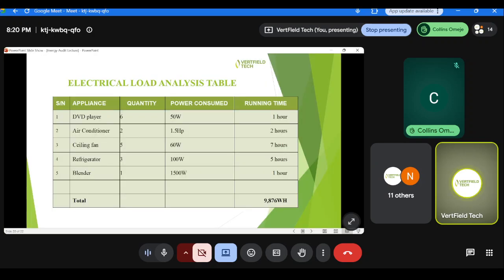So you can now see from this table, the table is now complete. It now has the energy need of 9876 watt hour.